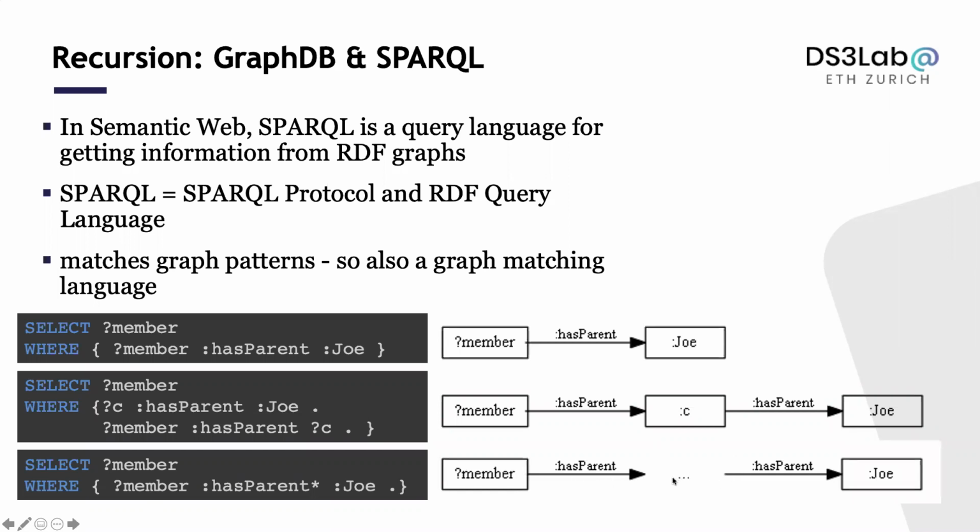I can go however many levels up as I want, as long as the type of the edge is has parent, and as long as they are connecting two people. I want to find this pattern in the graph. And this is a very natural way for you to define a recursive query using SPARQL. As you can see, it looks much more beautiful compared with the WITH RECURSIVE construction we have inside SQL.